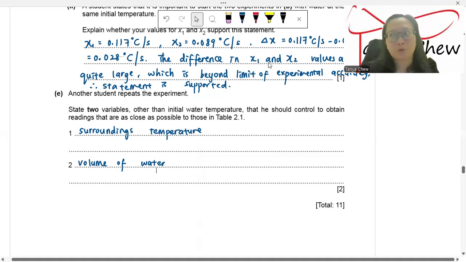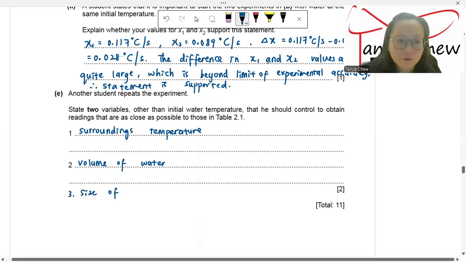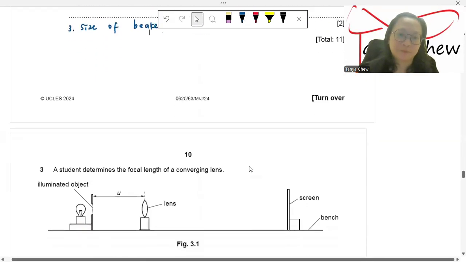And then you need to make sure that the size of the beaker is the same. Or as a third one, you can say size of beaker. Make sure that they're of the same size, right?